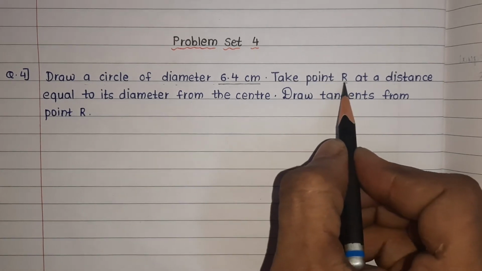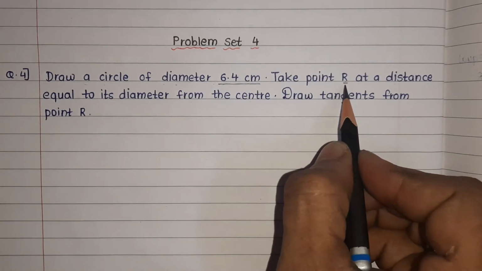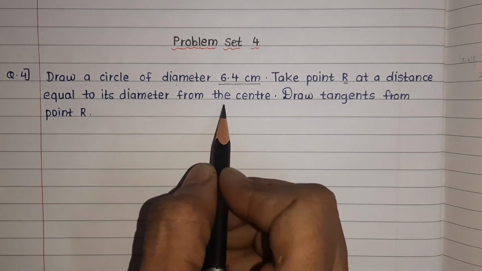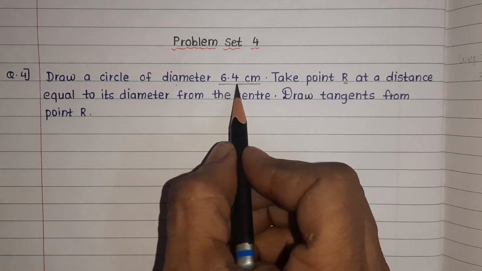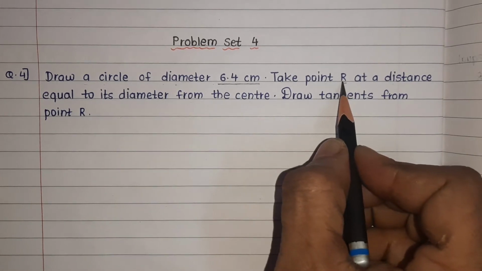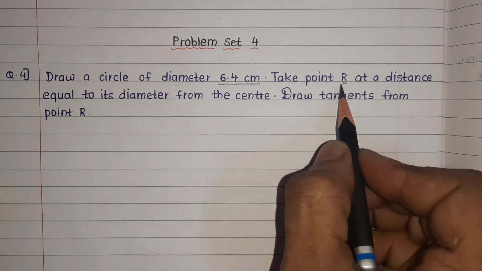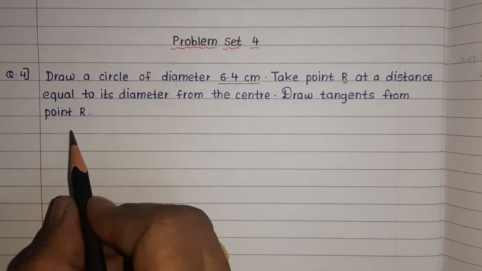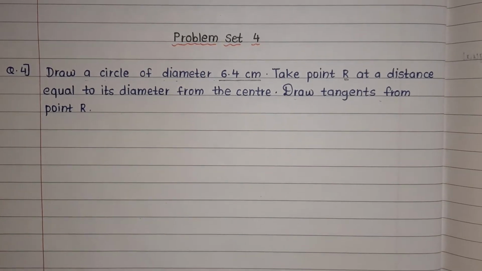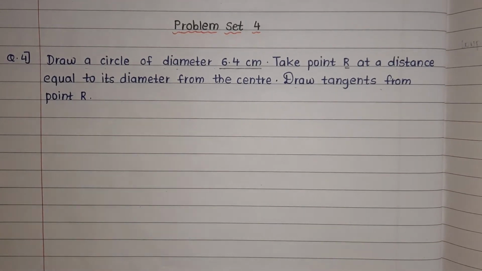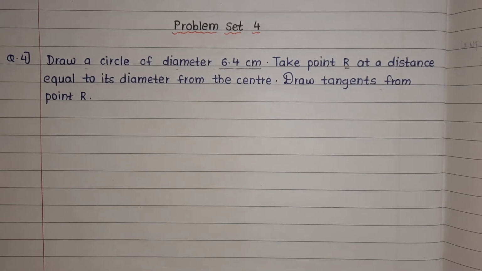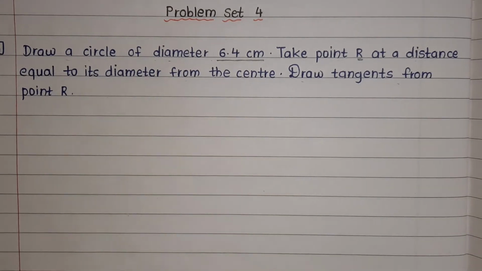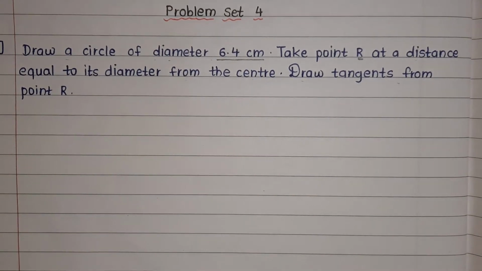We have to take a point R. Point R is at a distance of diameter from the center. Diameter is 6.4 centimeter. That means the position of point R is 6.4 centimeter from the center of the circle. Draw a tangent from point R. Dear student, we have already solved such type of questions. When the point is outside the circle, we can draw two tangents to the circle.